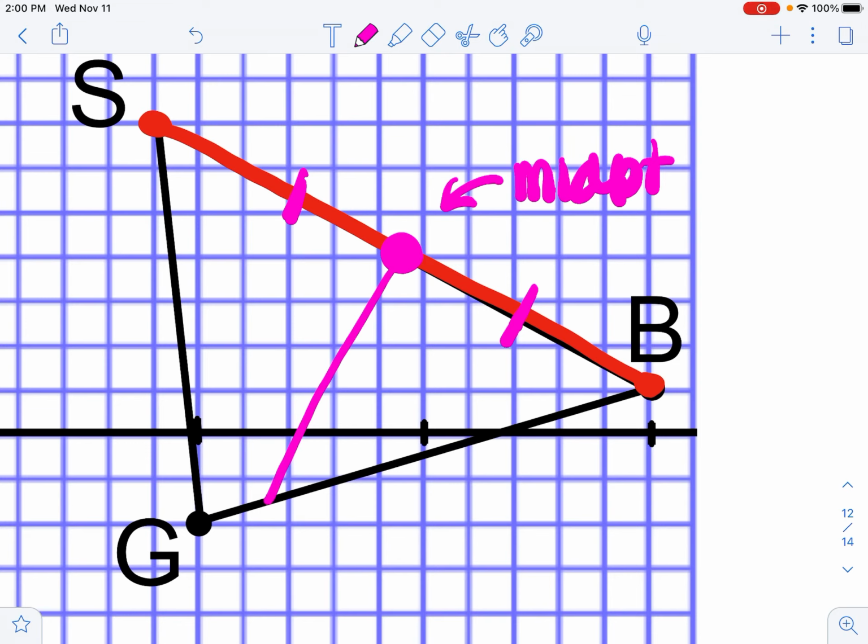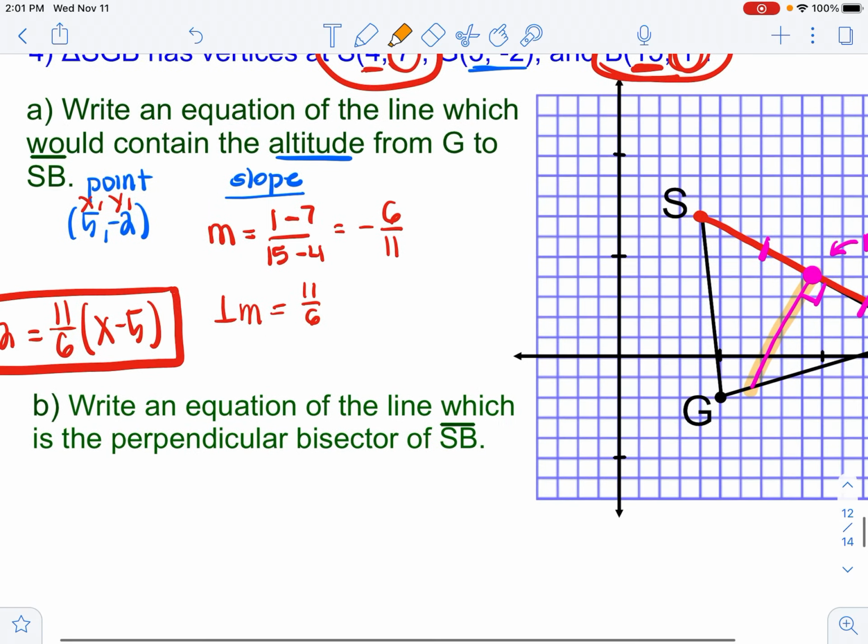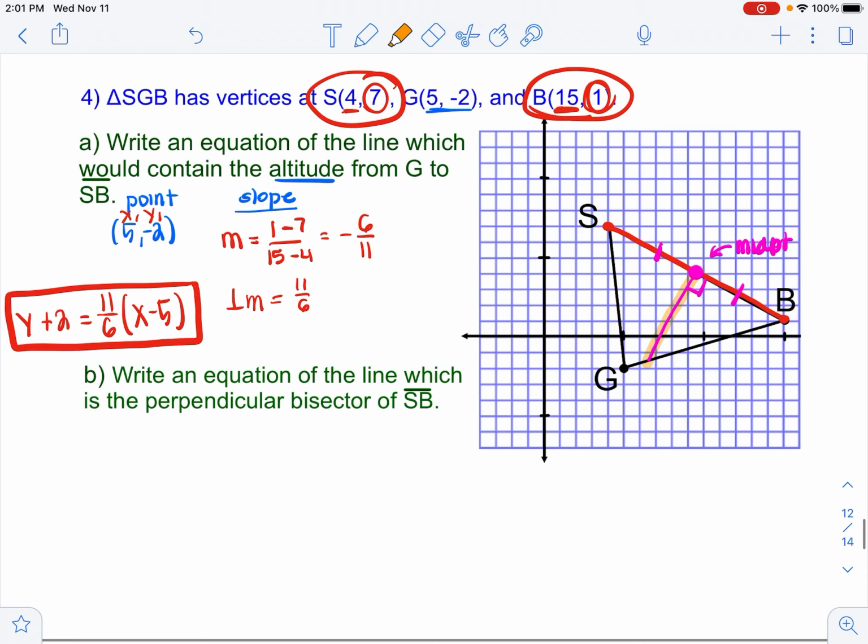Then I need that segment that's perpendicular to it. So I'm writing an equation of this orange line right here. All right, I need a point and I need the slope. First off, I need a point, which is the midpoint. So I am going to have to do the midpoint there. It's the midpoint of SB. So I'm using SB again.